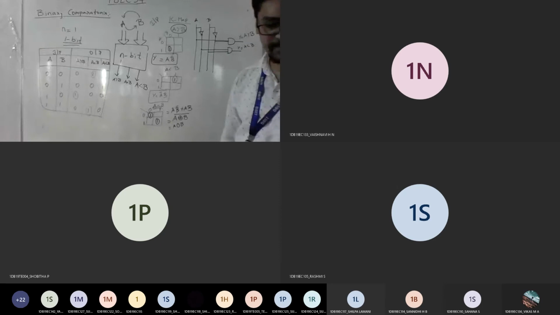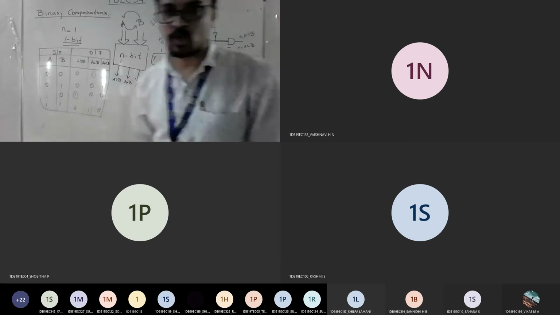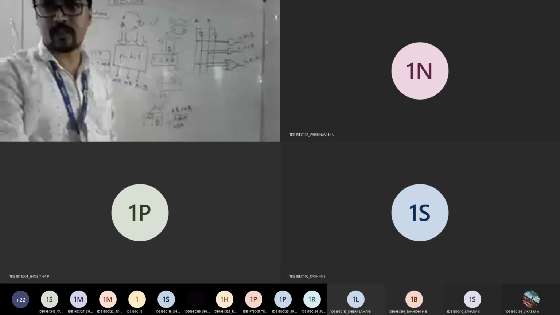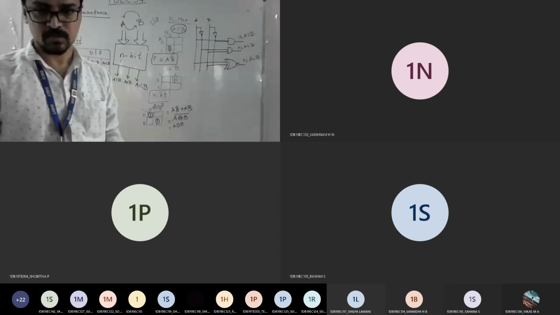What about the last combination? Which gate do you want? XNOR. So connect A input, B input and connect to XNOR. See, if you write it like this it is XOR. If you want to complement it, this becomes your XNOR gate. I hope everyone understood how to design the 1-bit comparator now.